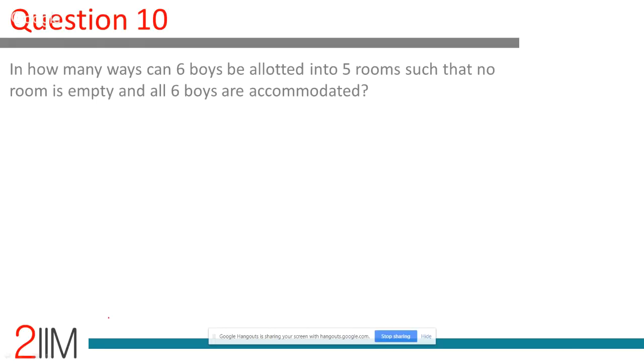In how many ways can six boys be allotted into five rooms such that no room is empty and all six boys are accommodated? I'm going to rush through this. We have A, B, C, D, E, F.